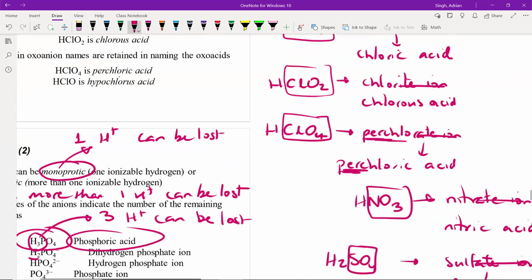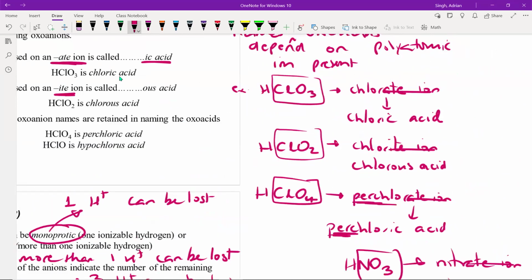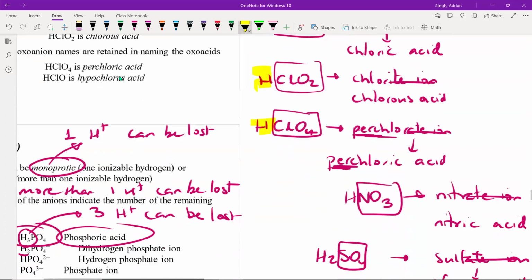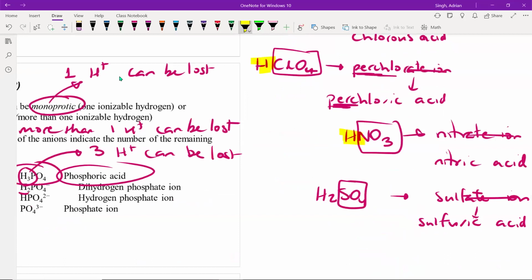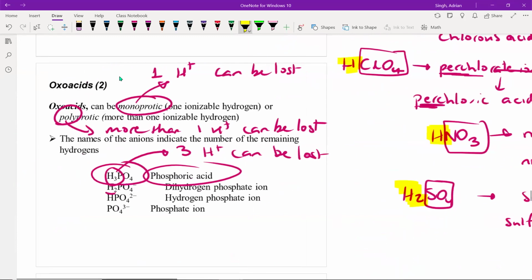So for instance, chloric acid, chlorous acid, perchloric acid, all of these are monoprotic because there's just one ionizable proton. Same thing with nitric acid, one ionizable proton. In the case of sulfuric acid, there are two ionizable protons, so that would be polyprotic.